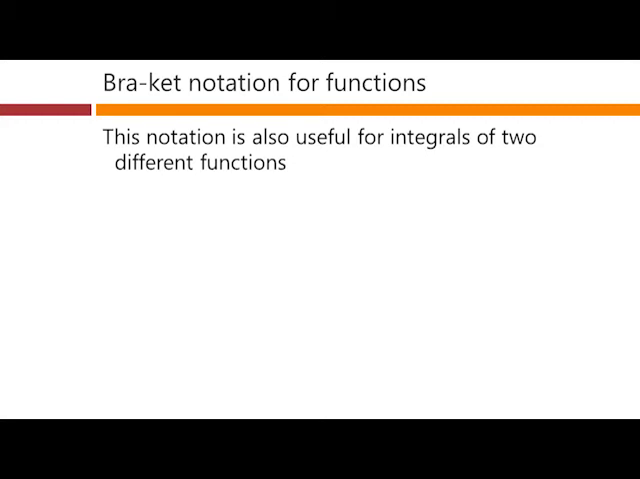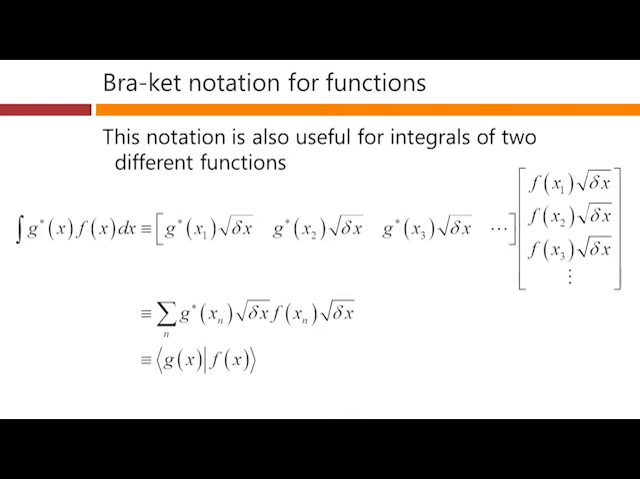And this notation is also useful when we're doing integrals of two different functions. So for example, if we were performing this integral, a kind of overlap integral of f of x and g of x here, in those integrals we often take the complex conjugate. So if that was the case, this integral here, we could write it in this column vector, row vector form here, or we could write it in the summation form, but we could also just write it in this shorthand form with the bra-ket notation.